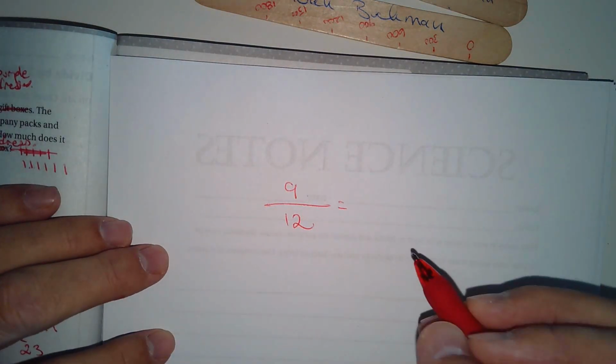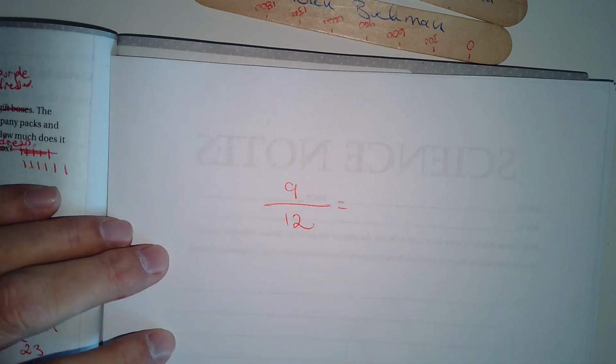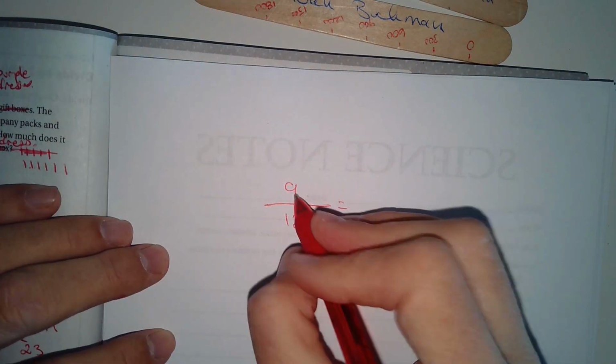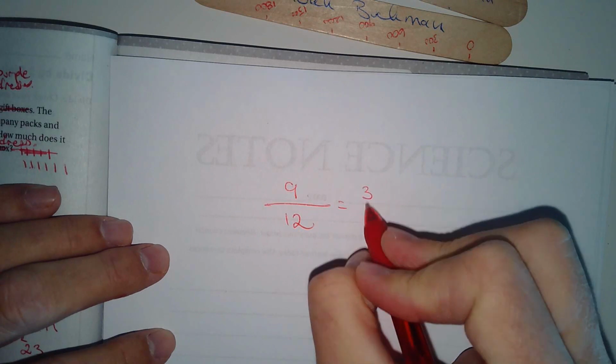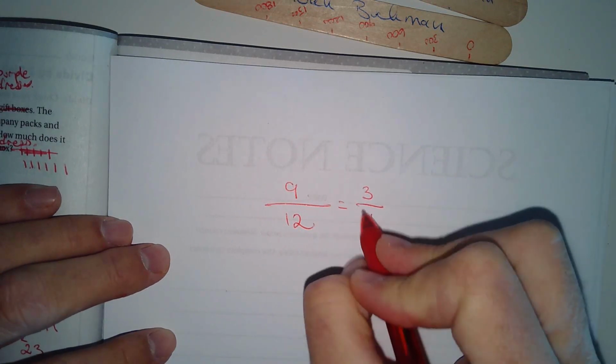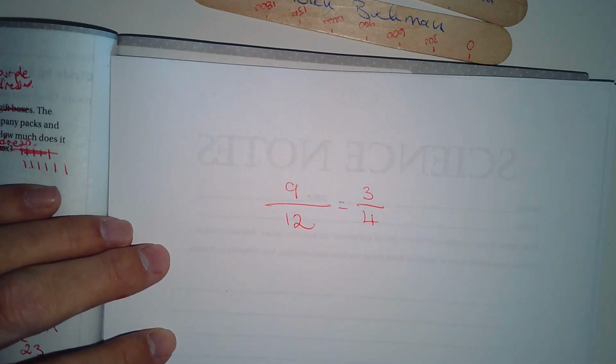6 won't fit in the 9 evenly. What's another number? 3, yeah. 3 goes into 9 how many times? 3 goes into 12 how many times? 4. So it reduces to 3/4.